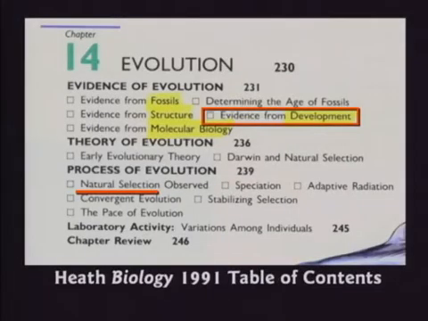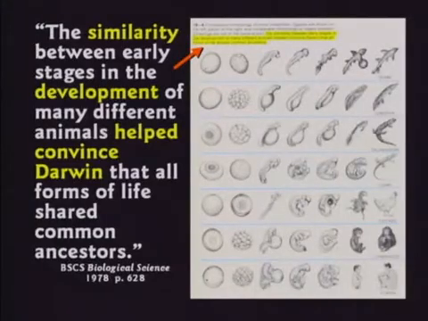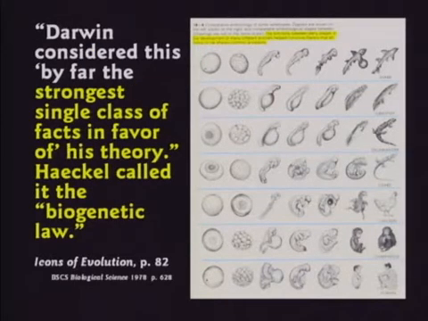Then they say we've got evidence from development. This one makes me angry, so I'm going to stay calm. We're going to do this in just a few more minutes, and then we're going to quit. Take a break. This book says the similarity between early stages in development helped convince Darwin that all forms of life shared common ancestors. Darwin considered this by far the strongest piece of facts in favor of his theory.